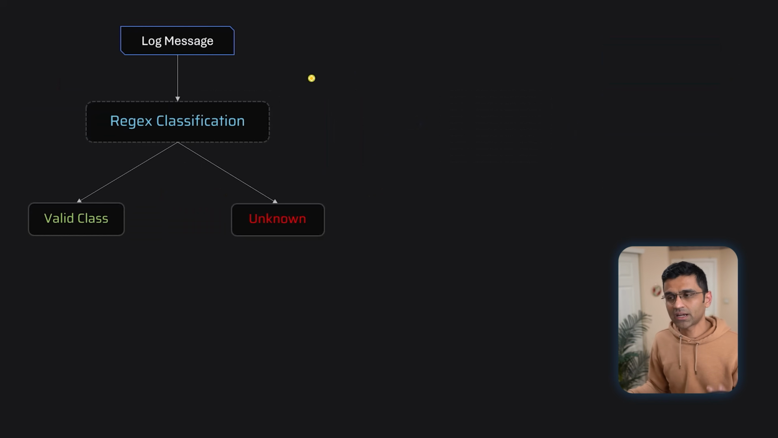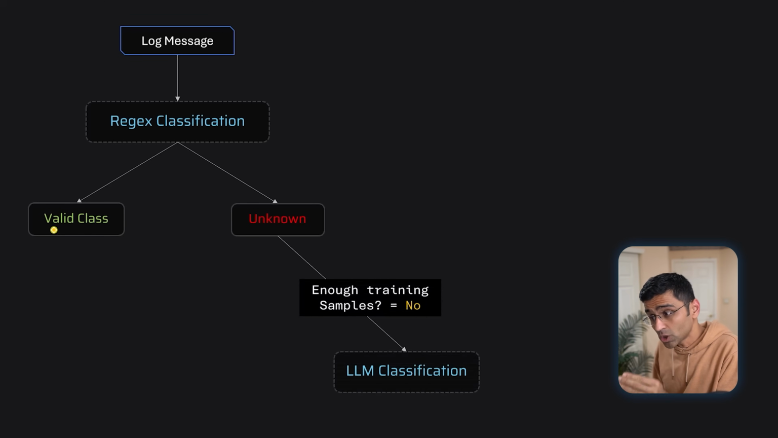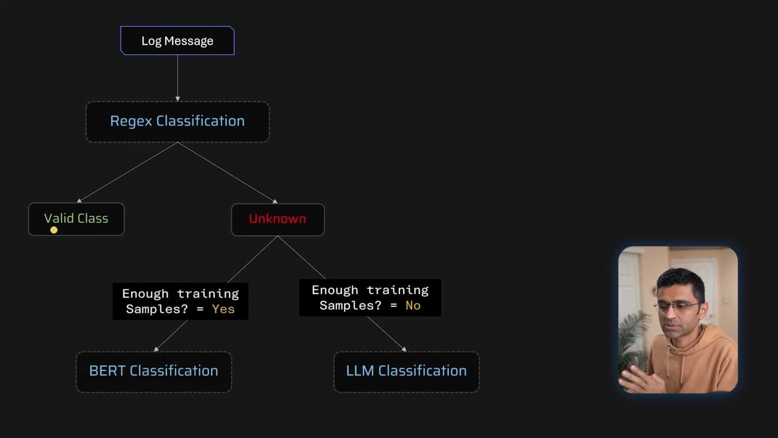To summarize, our architecture is going to look something like this. We take an input log message. First, we run it through Regex classification. If we can find a valid output category, then we are lucky, because this will be a very fast, very quick approach, and we are done. Here it just stops. For unknown categories, we will ask, do we have enough training samples? If no, then we do LLM classification. If we have enough training samples, then we do BERT-based classification.